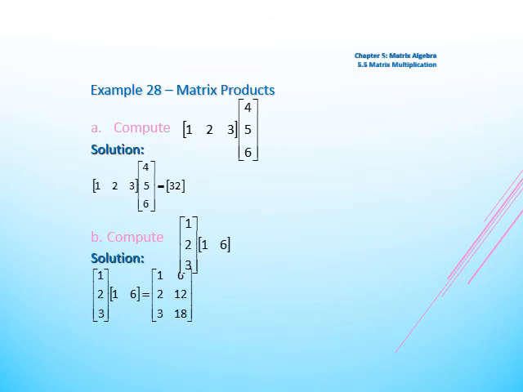Now, let's take more practice exercises and examples for the matrix product. Example A: compute the vector 1, 2, 3 times 4, 5, 6. First, let's get the size of the two matrices. The size of the first matrix is 1 by 3, and the size of the second matrix is 3 by 1. So the number of columns in the first matrix equals the number of rows in the second, and we can multiply the two matrices, and the result will be a matrix of size 1 by 1.